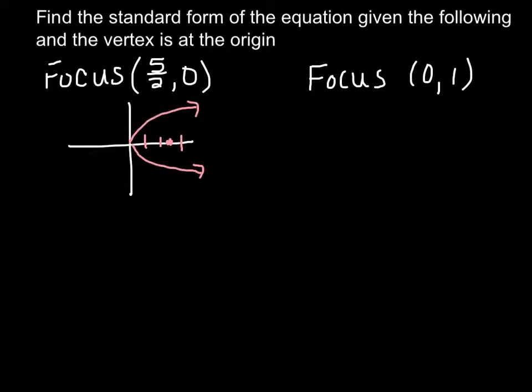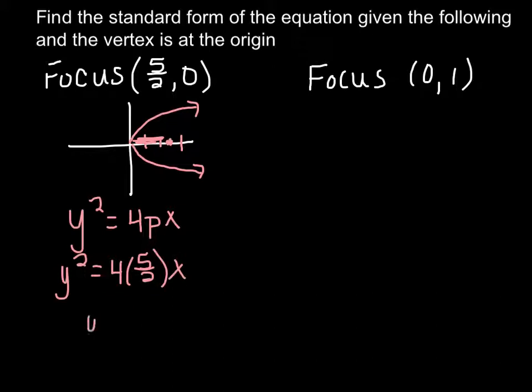So what I know about this parabola is it opens sideways, so it's y squared equals 4px. And p is that distance right here from the vertex to the focus. So in this case, my p-value is 5/2. When I simplify this equation, y squared equals 10x will be my equation.